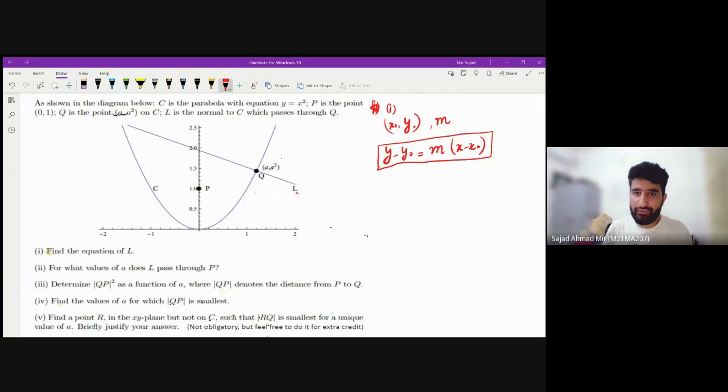The point we already know, it passes through Q. So how can we find the slope of the normal? We know that the normal is perpendicular to the tangent. Let's say this is the tangent. The angle between normal and tangent is 90 degrees. If we have two perpendicular lines with the slopes m1 and m2, then their product is -1.